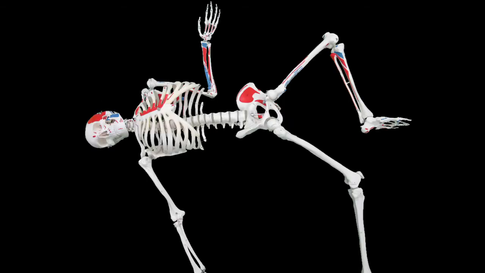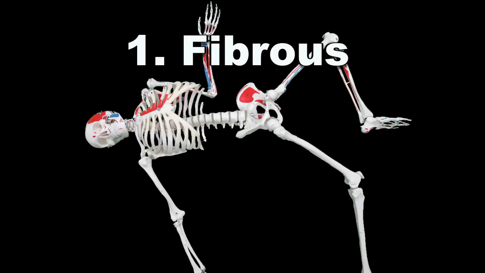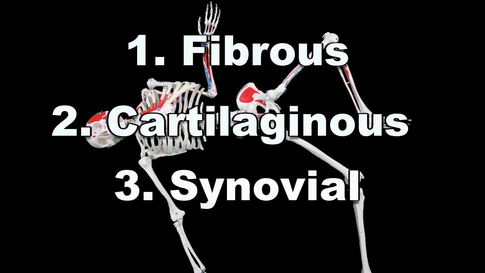The first thing to understand about joints is that they can be classified in a number of different ways. One way is to classify based on structure. How is the joint built, and what is it made of? Joint structures come in three different varieties: fibrous, cartilaginous, and synovial.